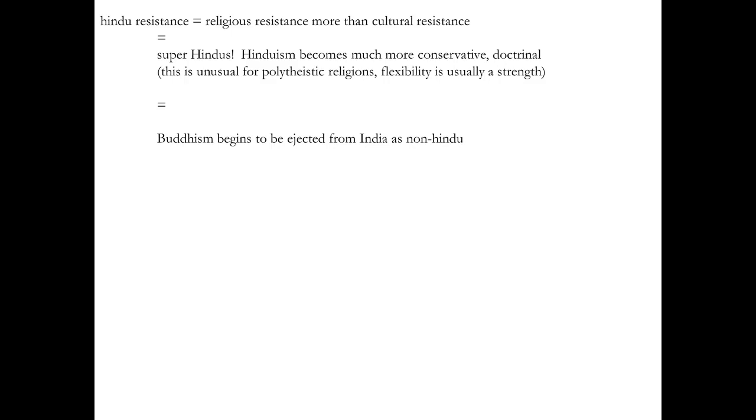This leads to Buddhism, which is invented in northern India, being ejected out of India as non-Hindu, as not Indian enough, as being not us. And in fact, Buddhism essentially dies in India, and the biggest Buddhist places are going to be China and East Asia. That's where Buddhism and Confucianism will go. It already did that in the Middle Ages, but it will flourish there.